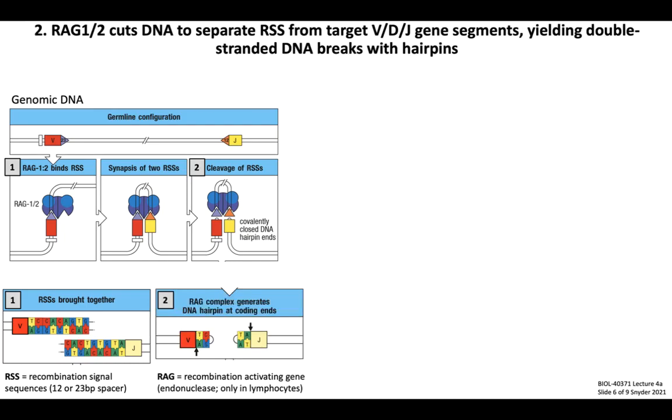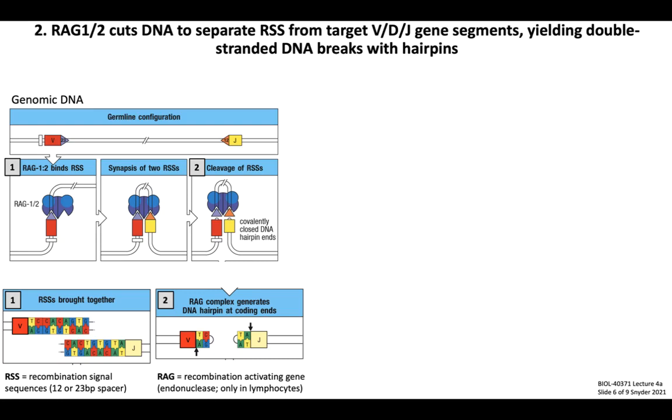The reason why recombination is restricted to pairs of 12 and 23 base pair spacers is through the activity of this RAG1 and 2 recombinase enzyme, which will only bring 12 base pair and 23 base pair RSSs together for its enzymatic activity. RAG, which stands for recombination activating gene, is an endonuclease that's only expressed in lymphocytes, and it's responsible for splicing out intervening DNA to join V and J segments as step number 2 in this process.